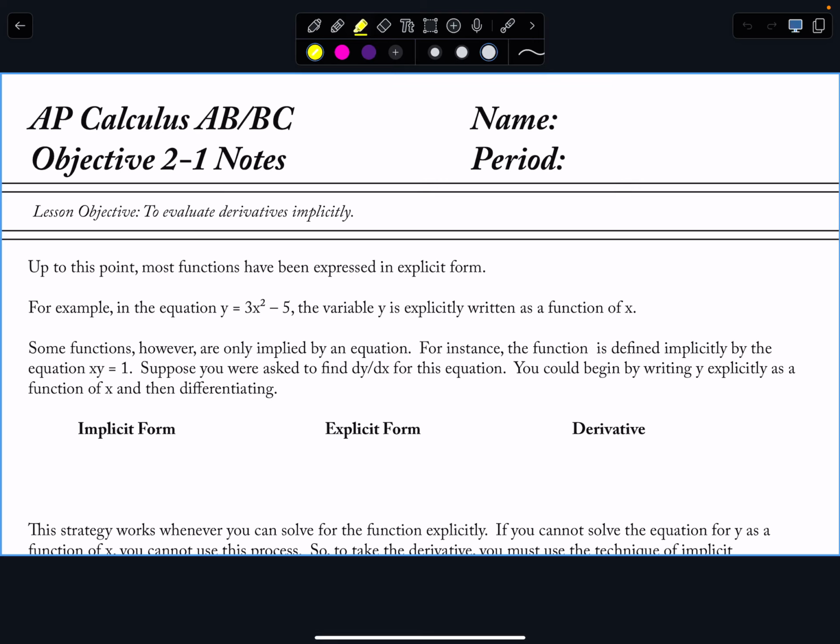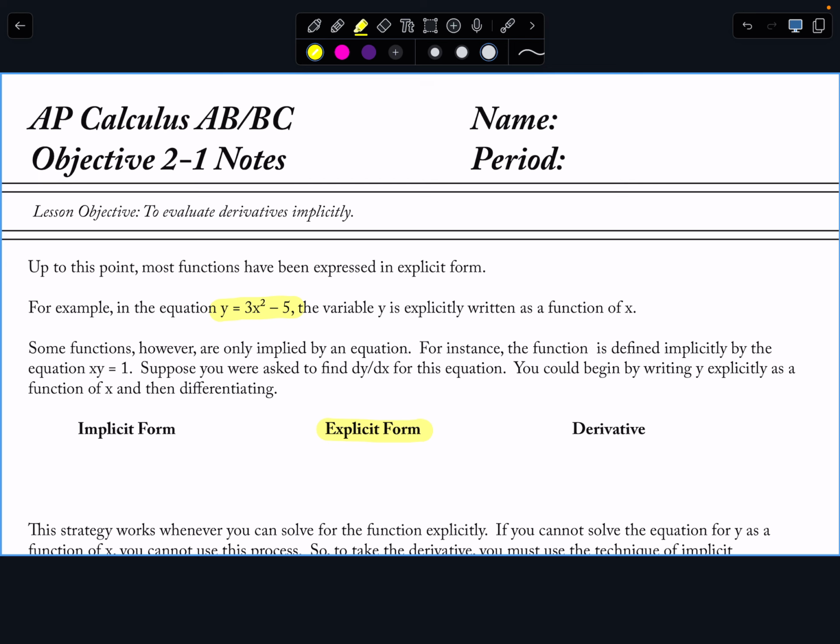But typically, if you have an explicit equation, that's where y is by itself. I can move everything else to the other side, all the x's to the other side, all the numbers to the other side, and all I'm left with is y on one side.